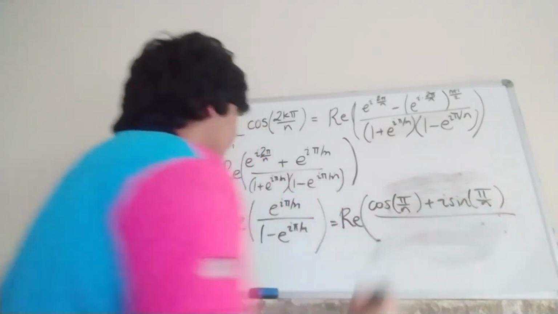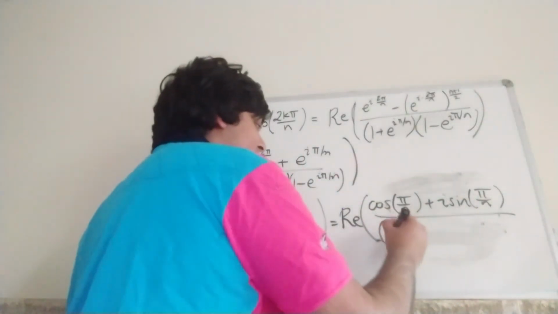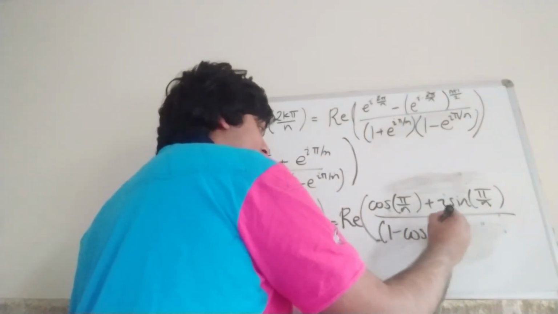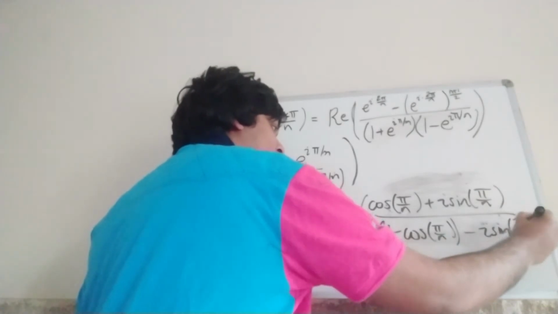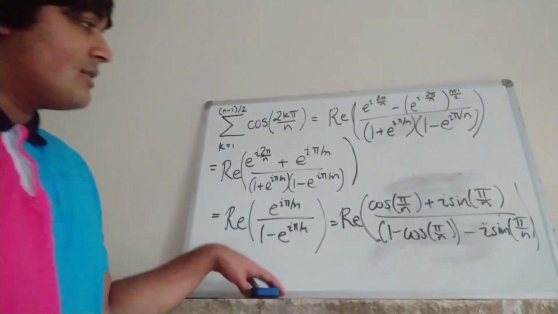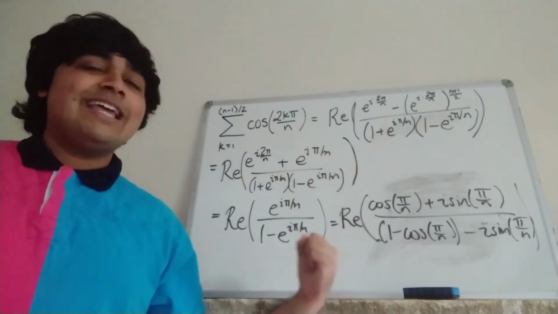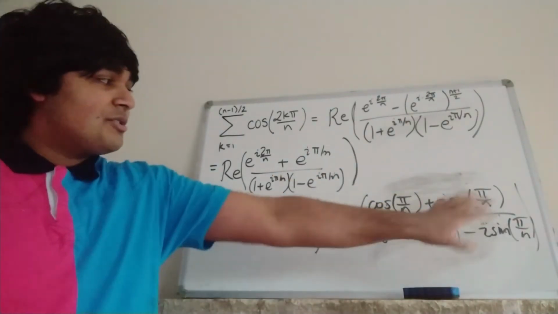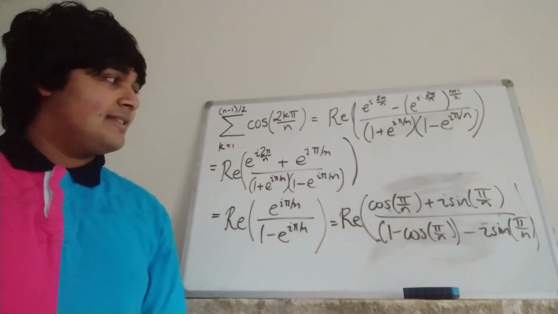And the denominator is just 1 minus cos pi over n minus i sine pi over n. So 1 minus cos pi over n, like so, that's the real part. Then minus i sine pi over n. Now to work out the real part of this, we're going to have to write this in the form a plus bi, where a and b are real. So we're going to have to multiply the denominator and the numerator by the complex conjugate of the denominator.